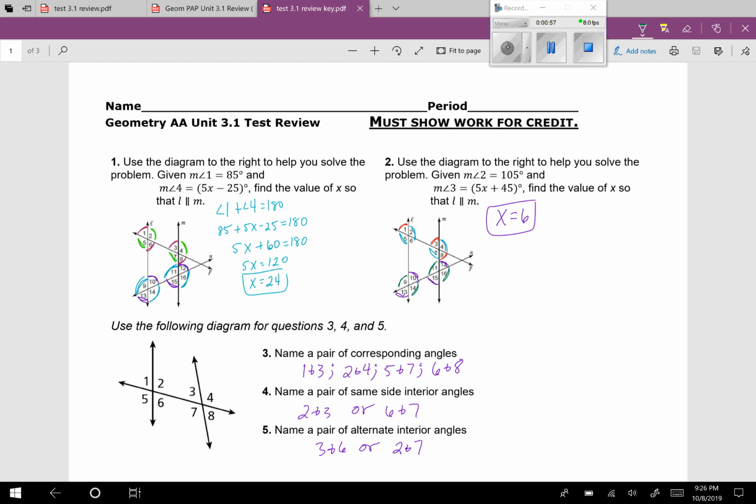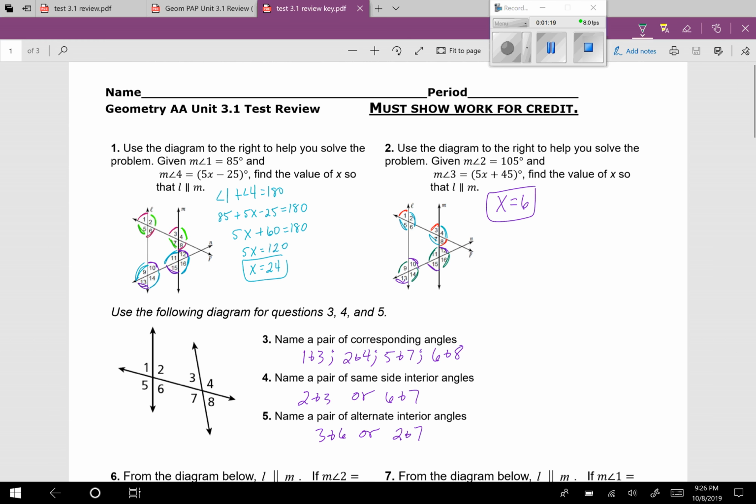So what I did was angle 1 is 85, angle 4 is this 5x minus 25. I just plugged in here. And then I solved, I'm simplifying here. The 85 minus 25, that's where the 60 comes from. And then subtract 60 from both sides. So you get 5x is 120, and then you divide by 5, and so you get x is 24. So the main thing is just use those colors. If they're different, they add up to 180.